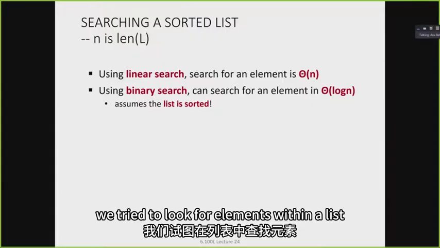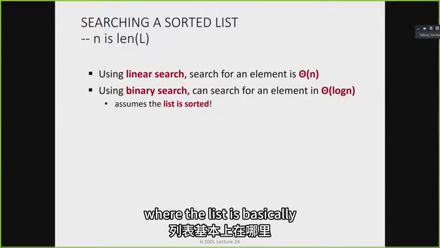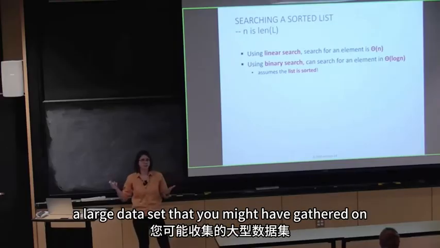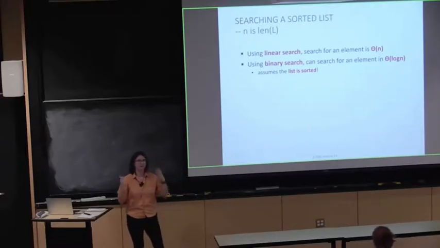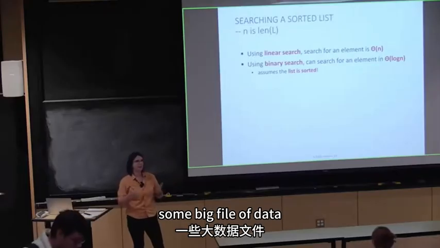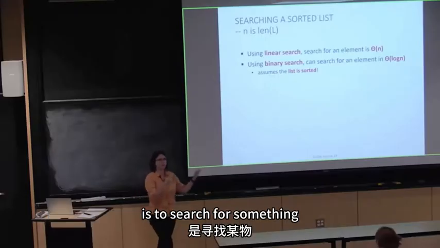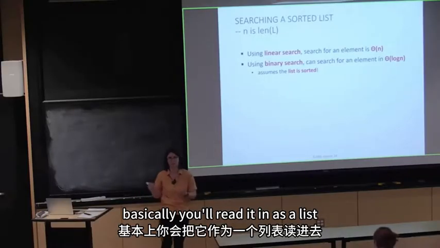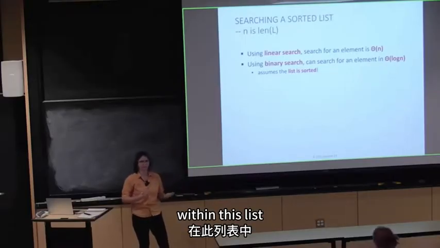We tried to look for elements within a list, and this is a really common problem in computer science, where the list is basically a large data set that you might have gathered on, I don't know, biology information or physical experimental data, some big file of data, and one of the most common things you might want to do on such a file is to search for something within that file. Basically, you'll read it in as a list, and you'll search for something of interest within this list.